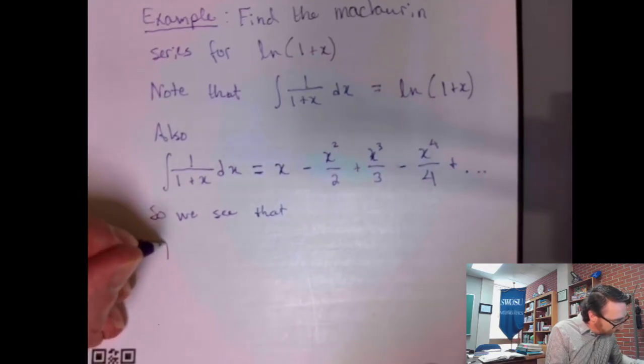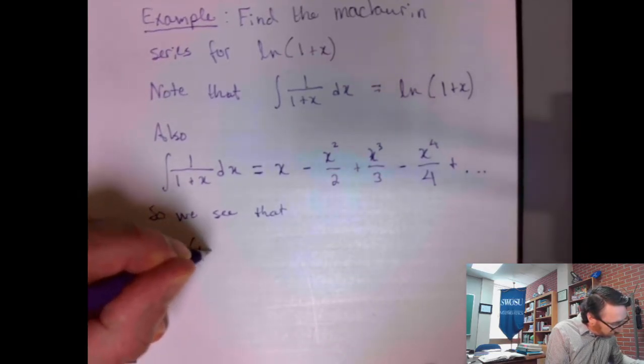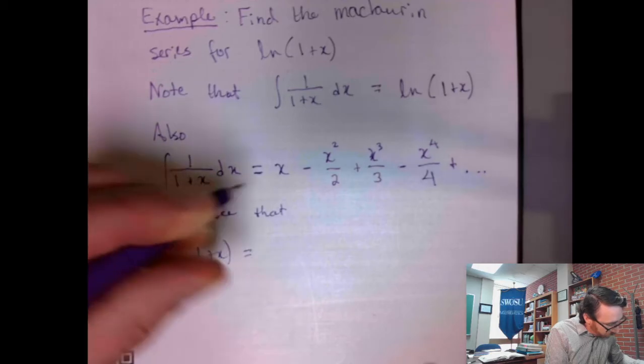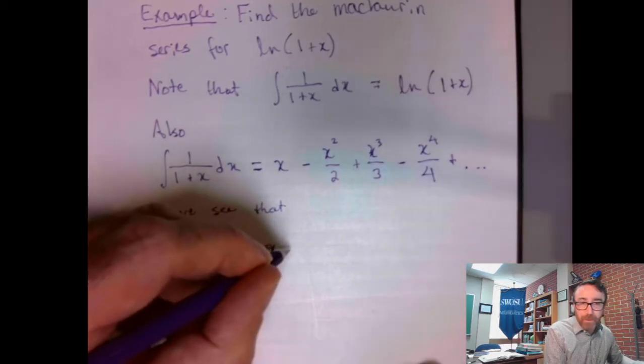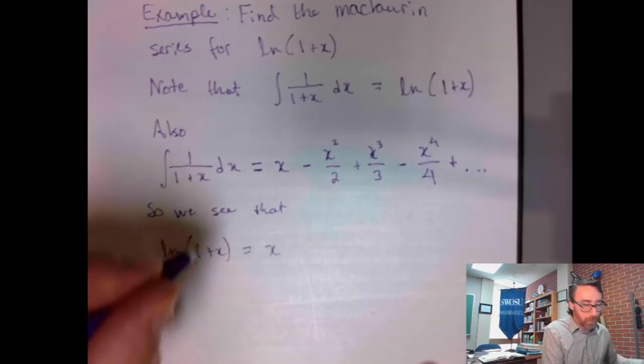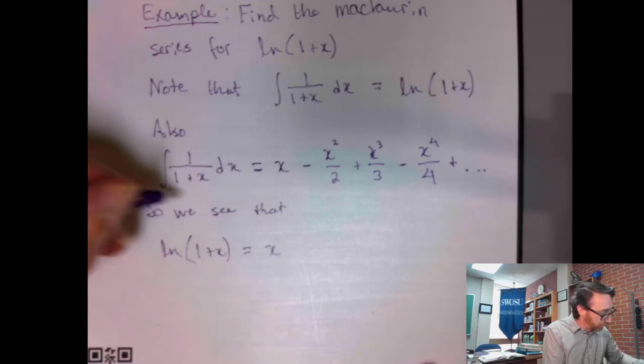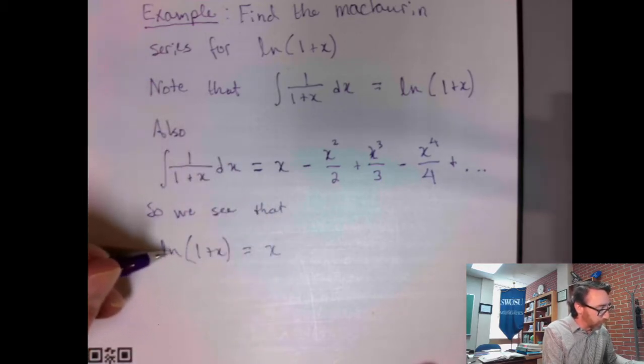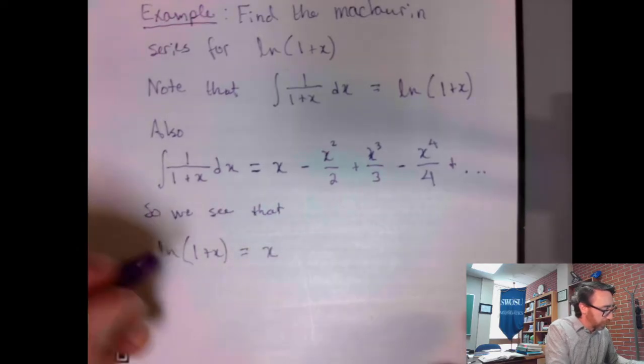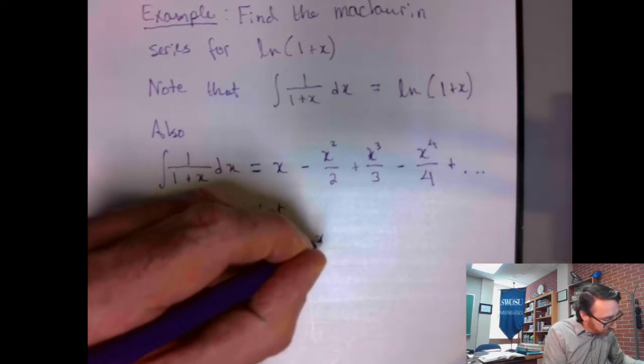So we see that ln of 1 plus x should have this Maclaurin series expansion, since this antiderivative is equal to ln 1 plus x. This should be our series right here.